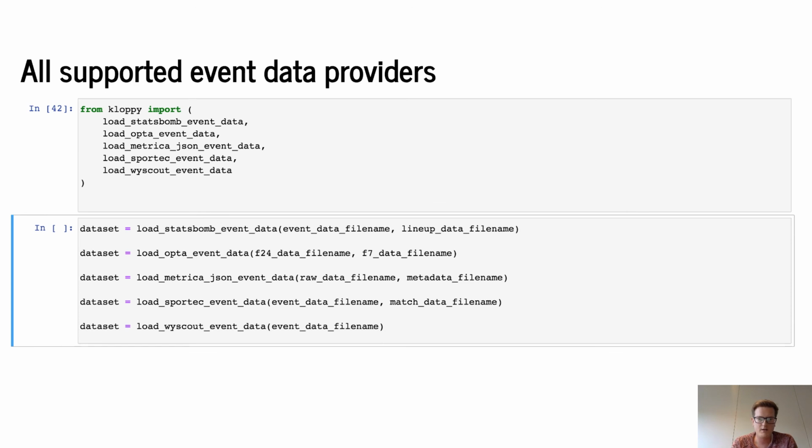And as you can see, this is how you load them. So for StatsBomb, you have to provide an event data file name and lineup data file name. For Opta, you need the F24 and the F7 files. For Metrica, you have event data in JSON. The metadata is in the FIFA format. And for SportTech, you also need 2 files, so one for the event data and one for the match data. And for Wyscout, you only need to specify the event data file name.